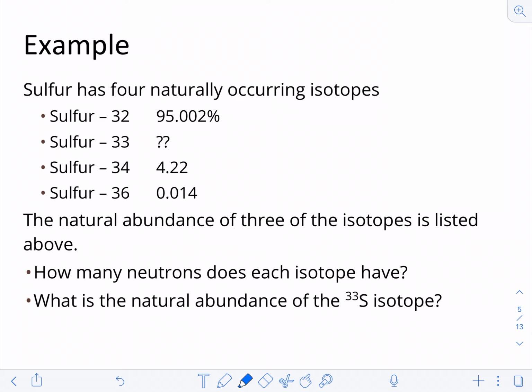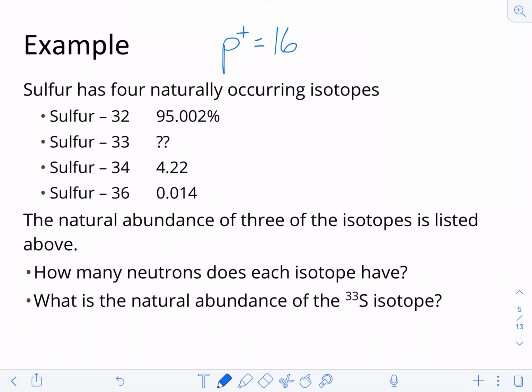So the first thing that we want to find is how many neutrons does each isotope have? Remember, that's what makes an isotope. Same number of protons, but different number of neutrons. So the first thing we'd have to do is take a look at the periodic table and figure out how many protons does sulfur have? Since they're all sulfur, protons are 16. So sulfur's atomic number is 16, remember that's the same thing as the number of protons.